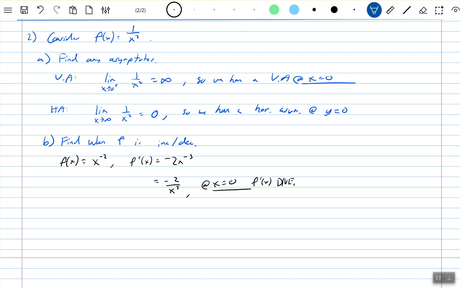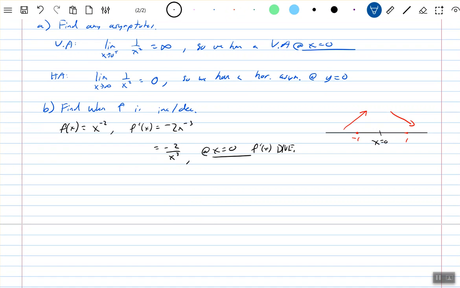Now we need to do our little chart, testing the intervals to the left and right of this, and that will tell us where it's increasing and decreasing. So let's build our chart. The middle point here is x is equal to 0. To the left of it, let's pull a test value, say negative 1, and then 1. At negative 1, what is our derivative? It's positive, so this function is increasing. What about positive 1? It's negative, so we're decreasing on this interval.